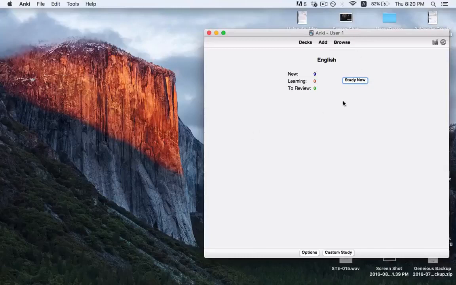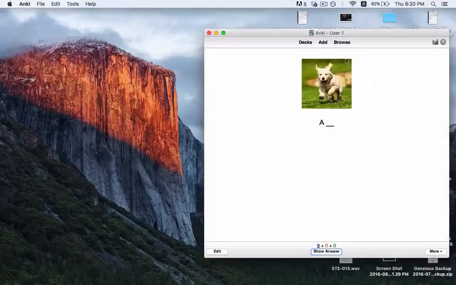So first we obviously click on the English deck. There's 9 cards in here. We'll go to study now. So the first one is learning nouns. So something, and I've got a picture here in order to help me with the hint, because if you didn't have the picture you would have no idea what this noun could be. So this is a dog. You click show answer, a dog.